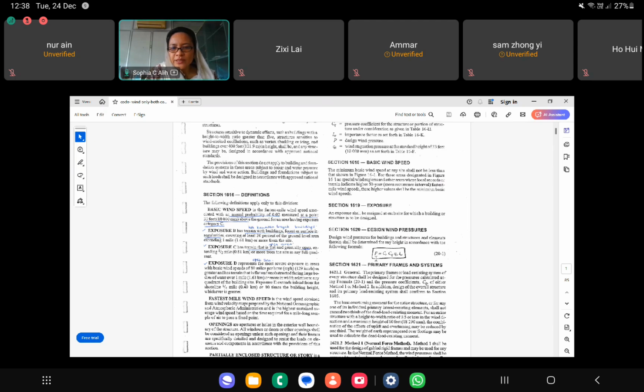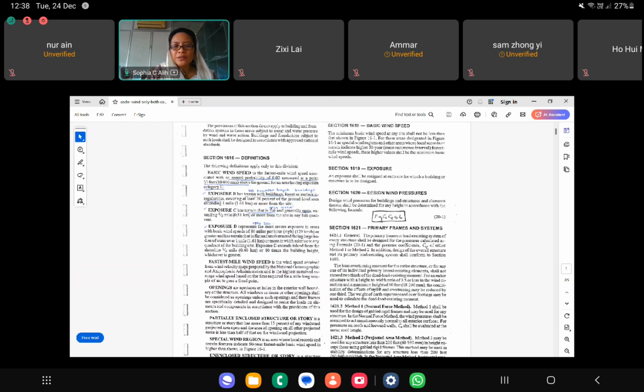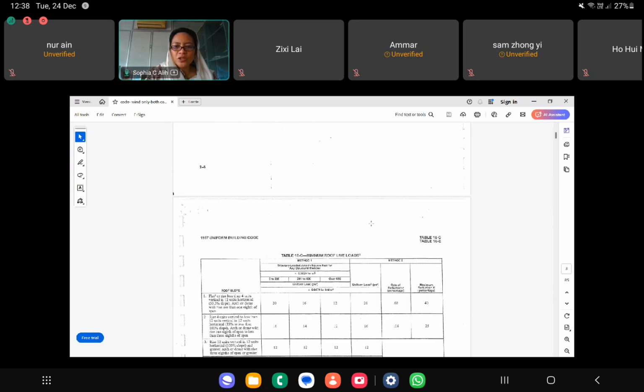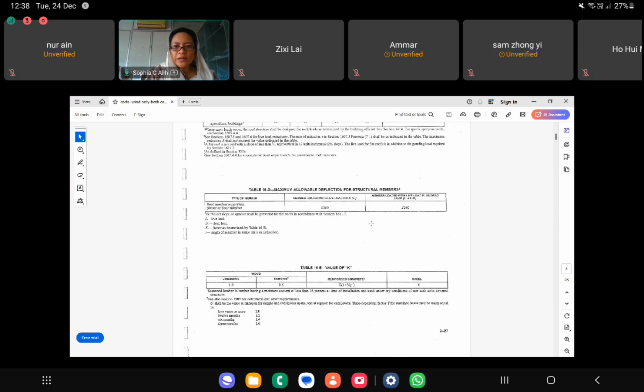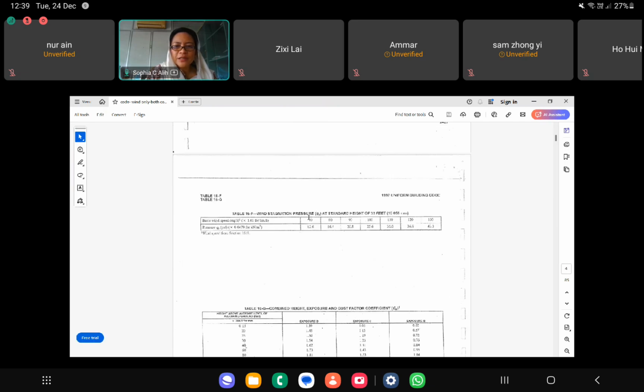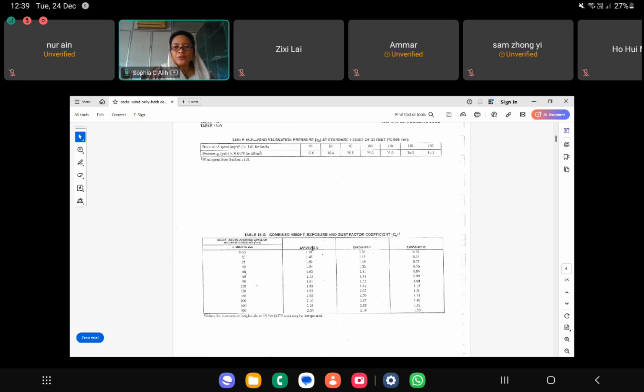The design wind pressure, as you can see here, P equals Ce Cq qs Iw. And where can you get these coefficients? The first one is table 16F, the stagnation pressure qs, which depends on the basic wind speed. The basic wind speed you can either take from this table or calculate. After that, you also have Ce, the gust coefficient based on the height, from table 16G.